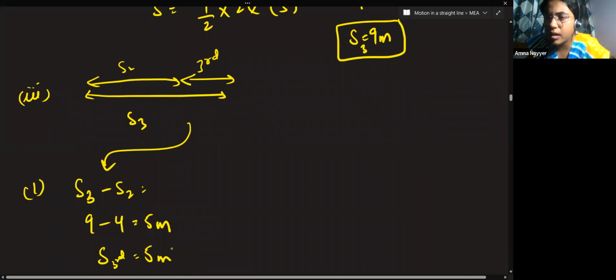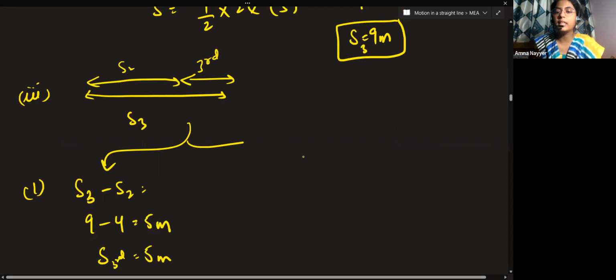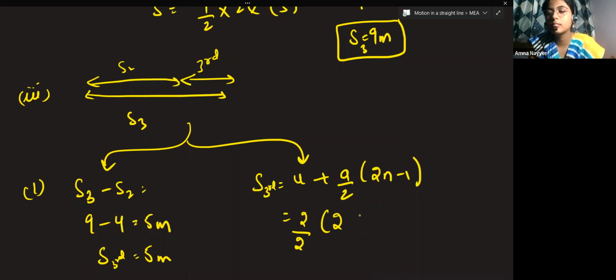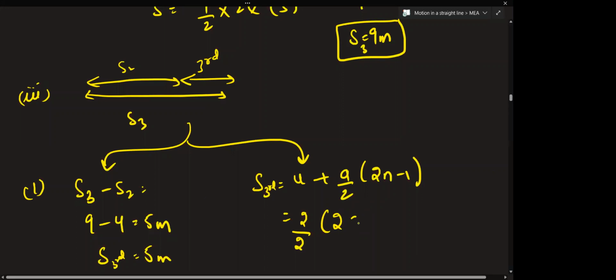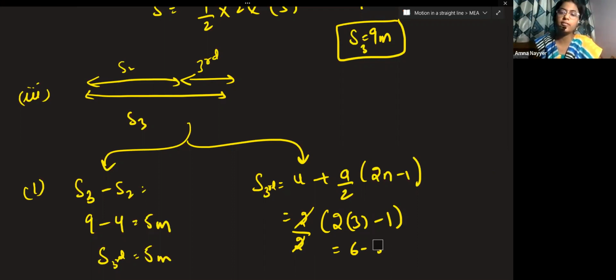But what if the values are very large and the nth second is very high, and you don't have the information for calculation of the previous second? So we can use the nth second equation that we have studied. S third will be equal to u plus a by 2 into 2n minus 1. Initial velocity is 0, acceleration is 2, so a by 2 is 2 by 2. Can anyone tell what I should write as the value of n here? 3. So 2 into 3 minus 1, which becomes 6 minus 1, that is 5 meters. So by both ways, you're getting 5 meters.